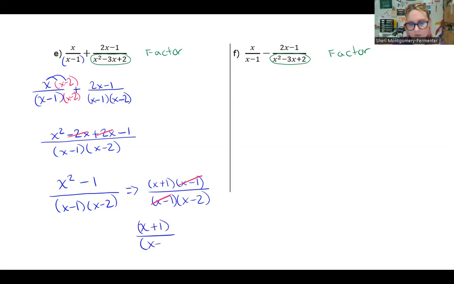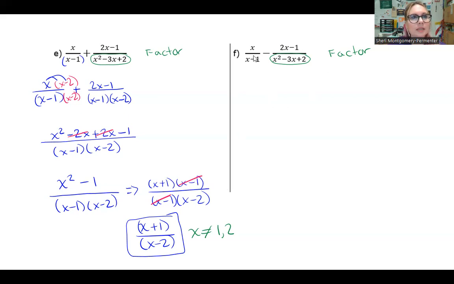over x minus 2. I forgot to identify my restricted values. My restricted values come from your LCD. So x cannot be equal to 1 or 2. It doesn't matter if you cancel out one of the factors, it's still part of your restricted values. It actually creates a hole. I'm removing it, so it creates a hole.